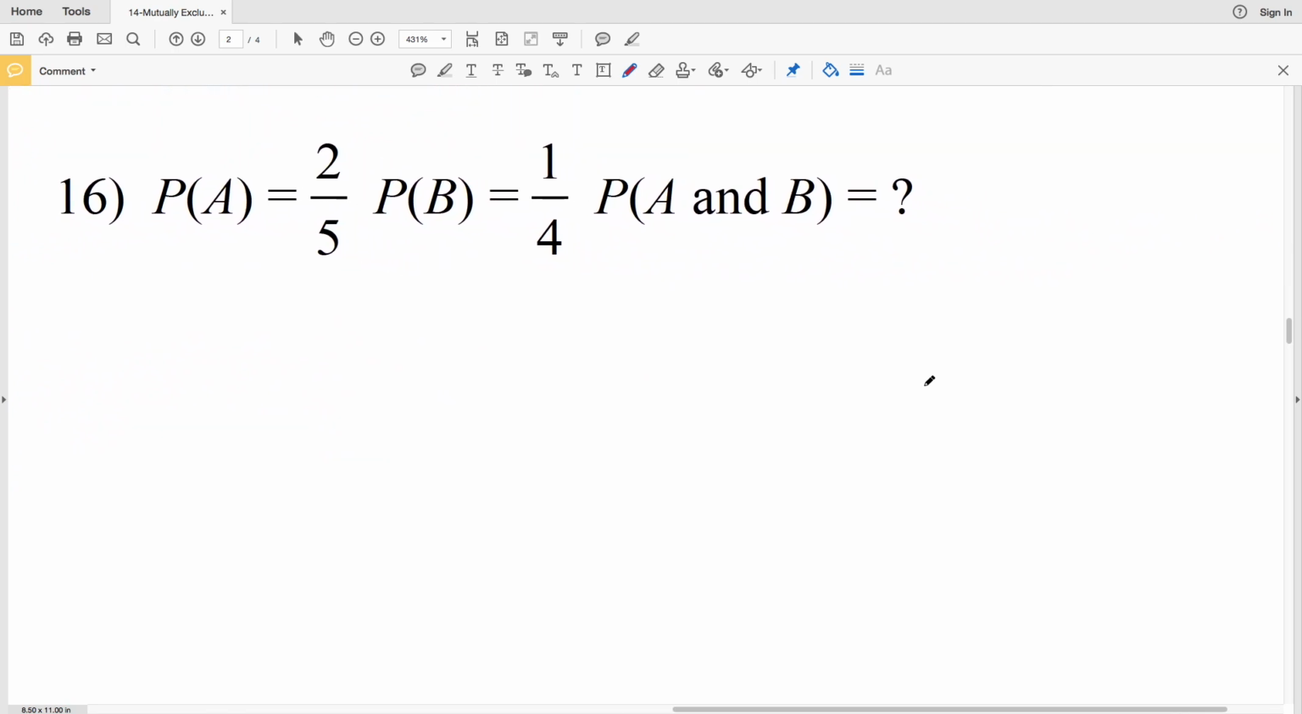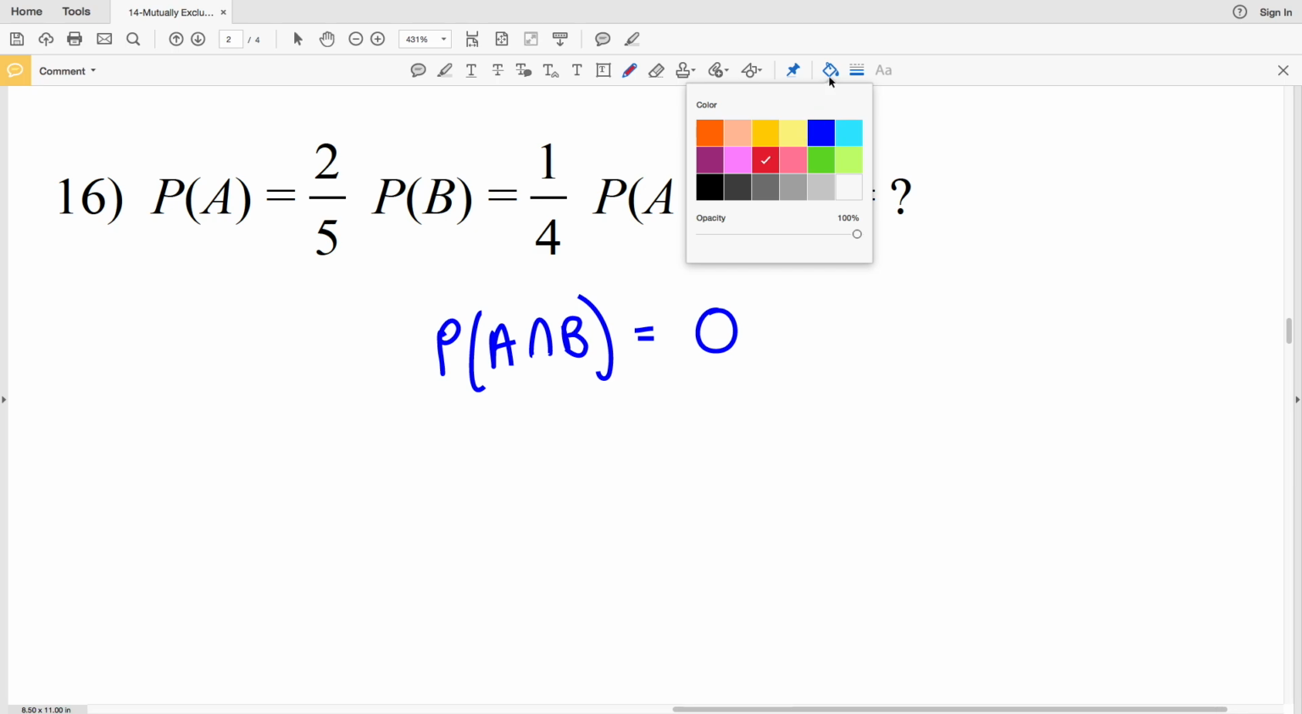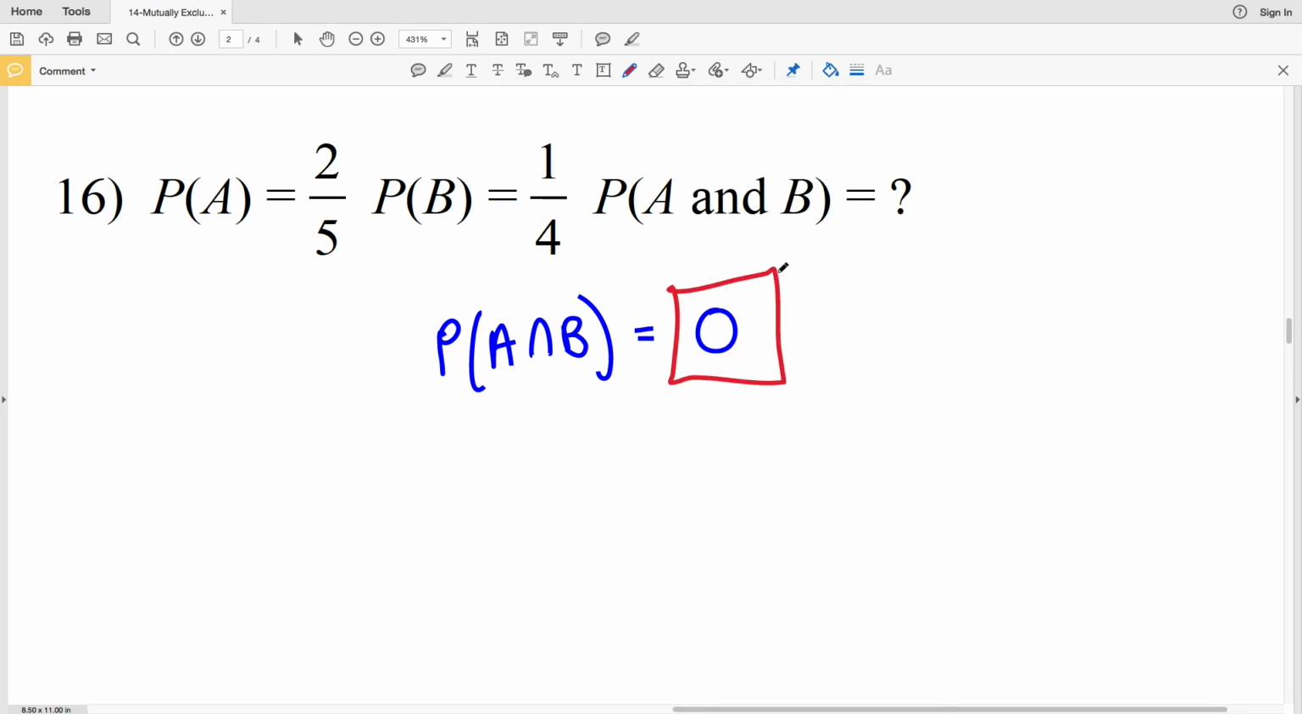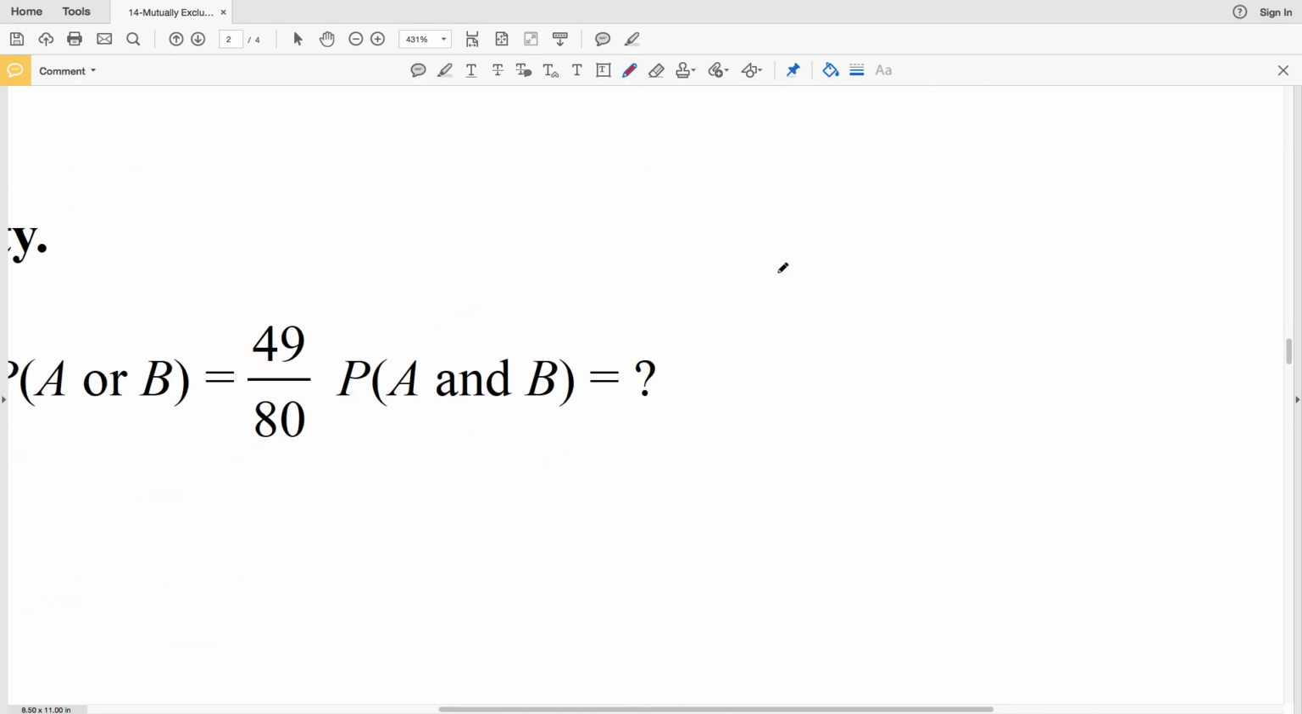In number 16, the probability of A is 2/5, the probability of B is 1/4, and it asks what the probability of A and B is. However, if they're mutually exclusive, we know that the probability of A and B, that intersection, must be 0 because we're told that they're mutually exclusive. Therefore, 0 is the answer in number 16.